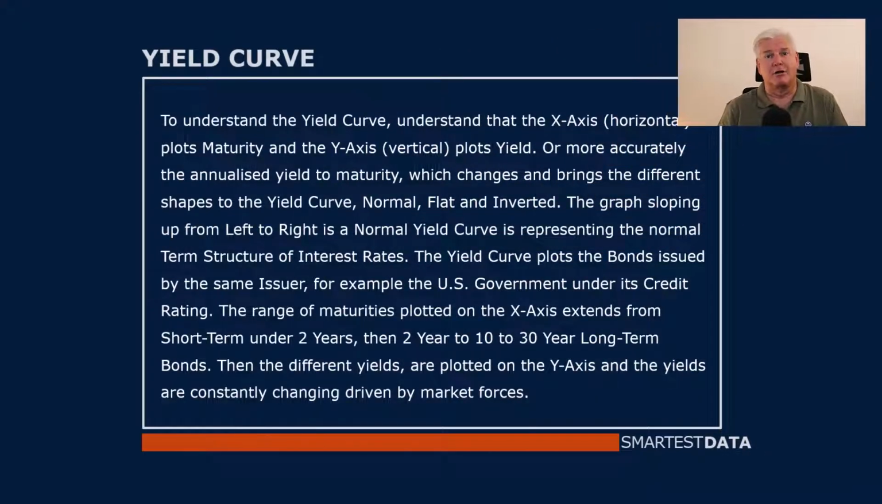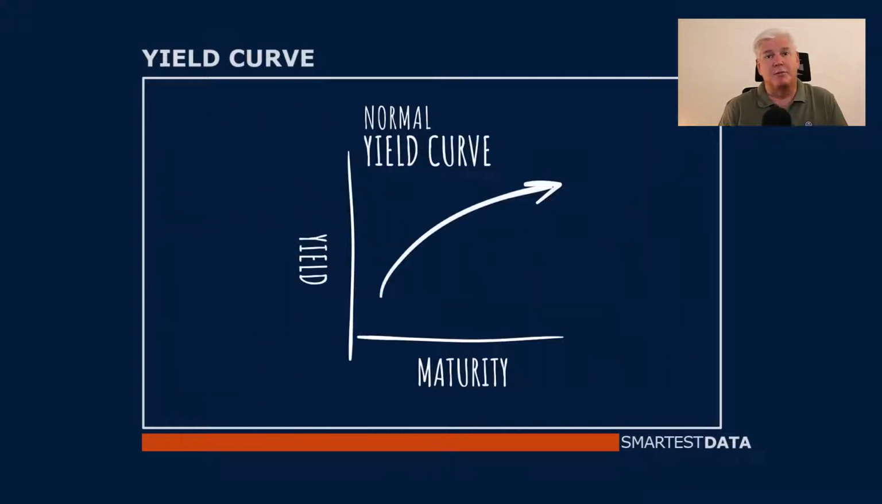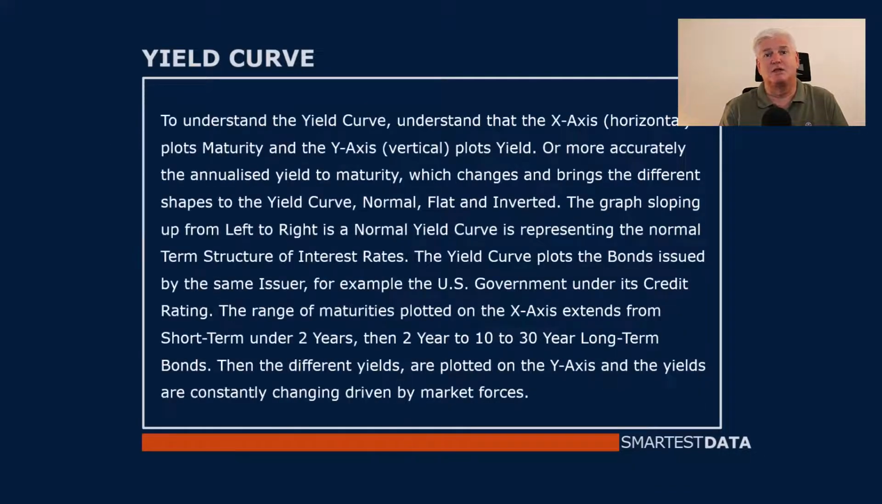Or more accurately, the annualised yield to maturity, which changes and brings the different shapes to the yield curve: normal, flat and inverted. The graph sloping up from left to right is the normal yield curve and is representing the normal term structure of interest rates.